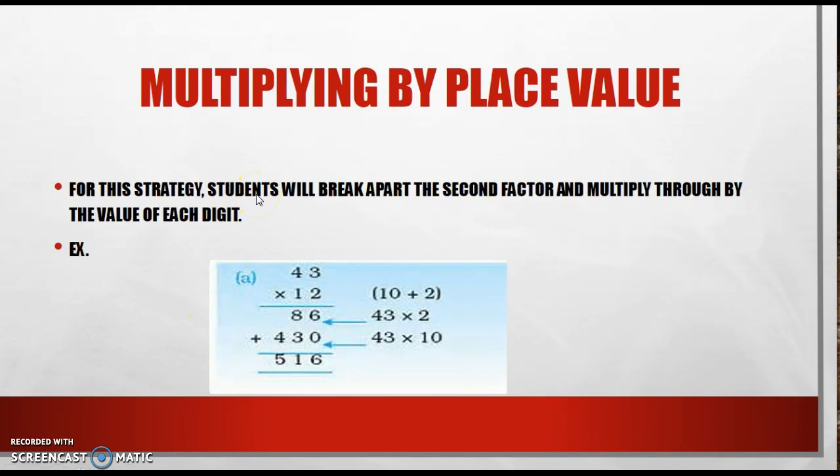The next one is multiplying through by the place value. So for this problem, 43 times 12, they're going to multiply 43 by the values of the 2 digits in 12. So the first thing we're going to do is 43 times 2, because the 2 is in the ones place, so 43 times 2, which is 86. And then they're going to do 43 times 10, because there's a 1 in the tens place, which is how you got 12, 10 plus 2. So we're going to do 43 times 10, which is 430. And then we would just add those up.